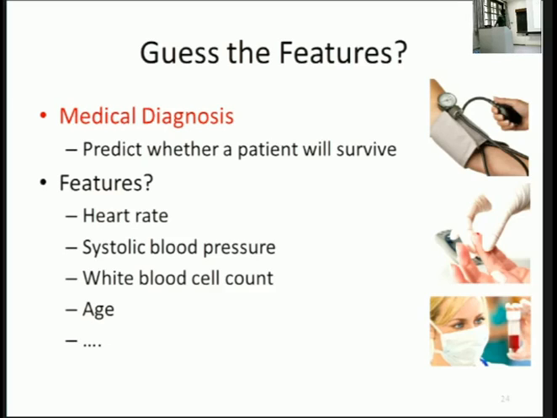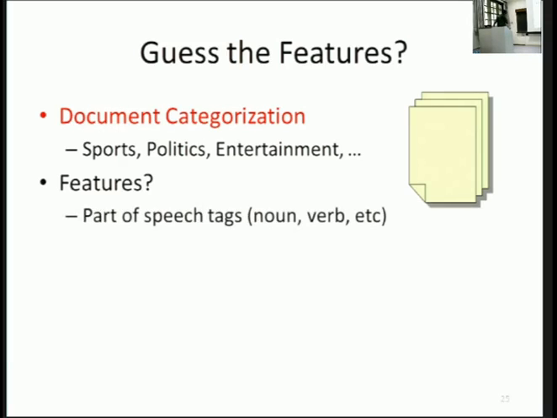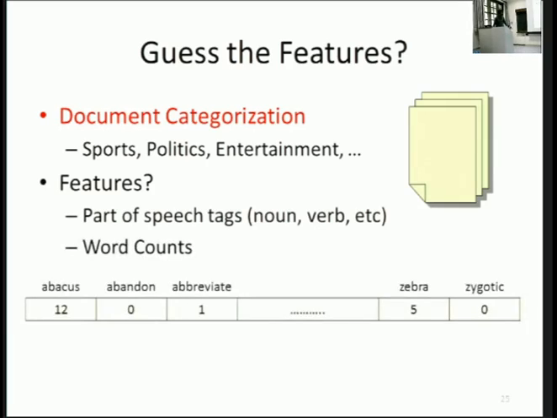Another one, document categorization. This is a little different from spam filtering. You have a document and you want an algorithm which says if it is sports, politics, or entertainment. So what will be the features? Again, presence or absence of words. We also have fancier things called part of speech tags, like noun, verb, and other things. And we also have word count, how many times a word comes.